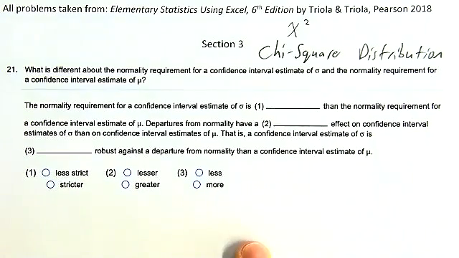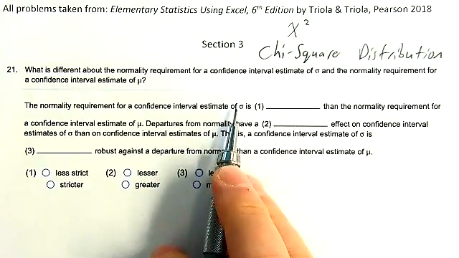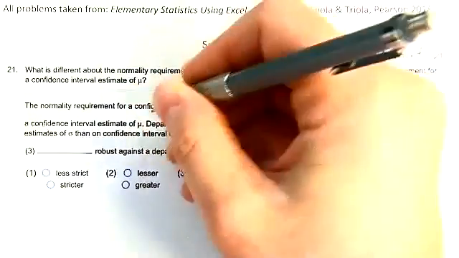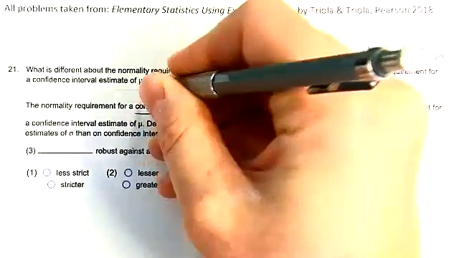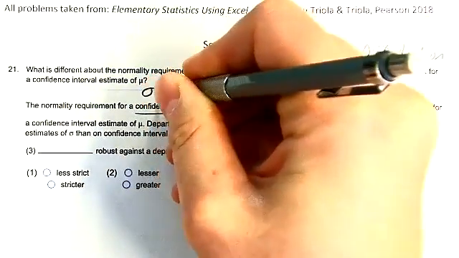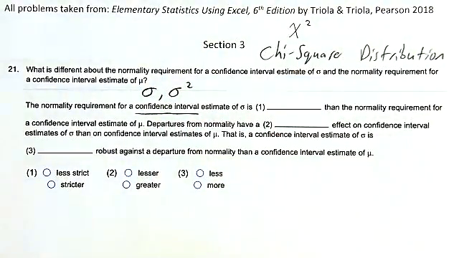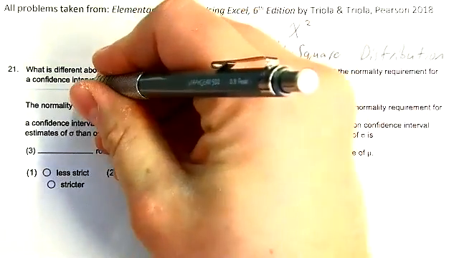And it's going to be good for things like calculating confidence intervals for standard deviations and variances. So we're going to use this for confidence intervals for sigmas and sigma squareds. Okay, used for.